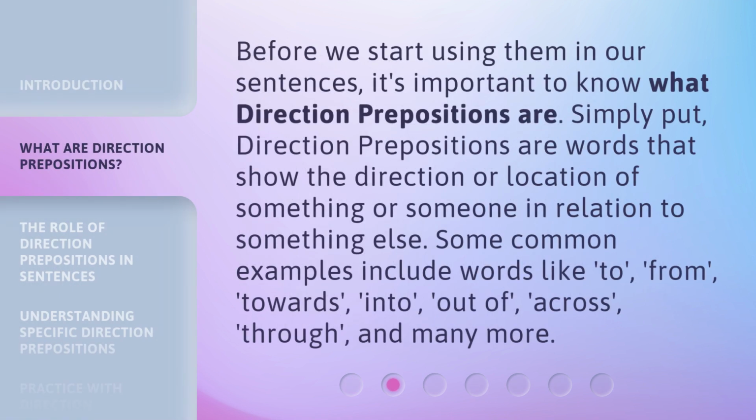Before we start using them in our sentences, it's important to know what direction prepositions are. Simply put, direction prepositions are words that show the direction or location of something or someone in relation to something else. Some common examples include words like to, from, towards, into, out of, across, through, and many more.